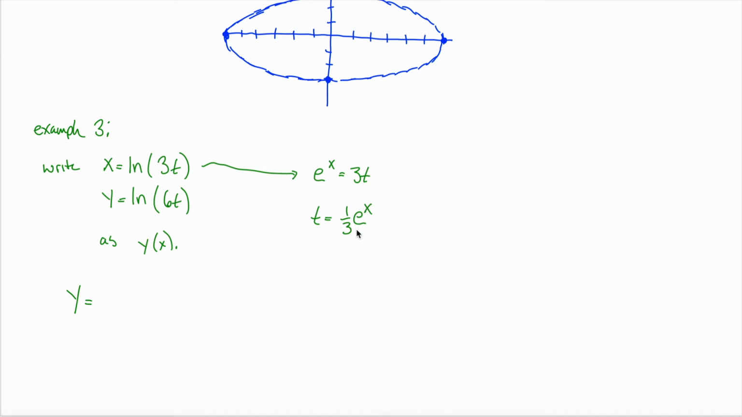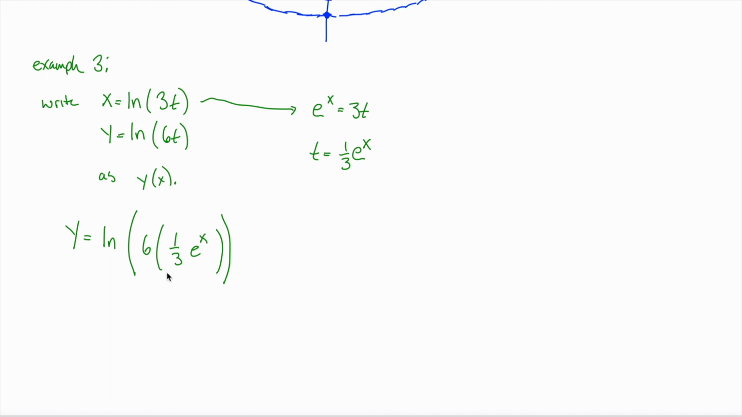Now that I've solved for t in terms of x, I can come over here to my equation, which gives me y in terms of t, and change all the t's into that expression that I have in terms of x to get y written in terms of x. So I have the natural log of something. That something is 6 times t. However, instead of writing the letter t, I'm going to write 1/3 e to the x power to get this huge mess. In a sense, I'm done.